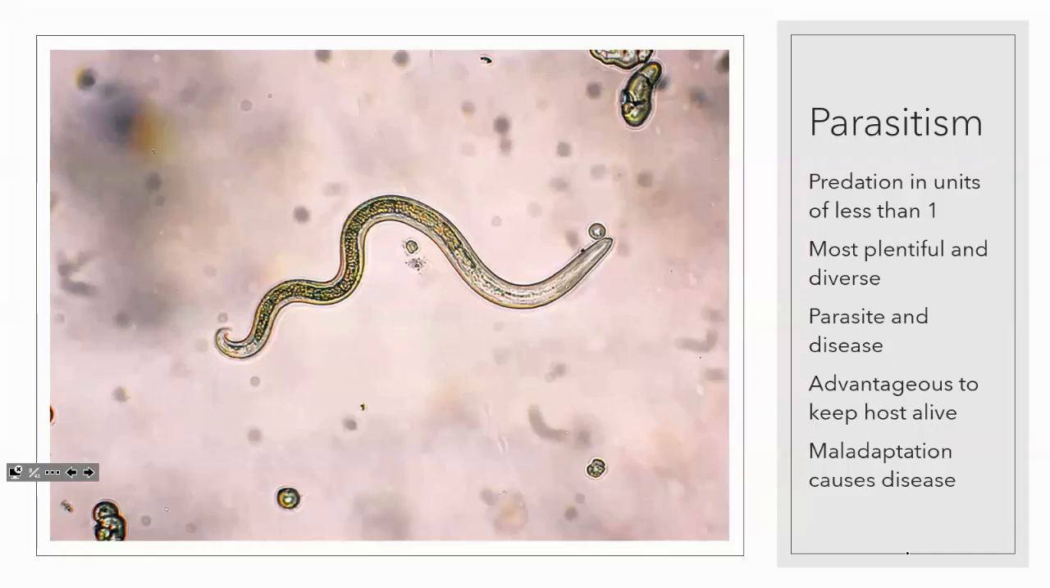So let's talk a little bit about parasitism. Now that we've talked about our two hosts, let's move on to T. bryo itself. So parasitism, I thought this was a very good way to describe it, is predation in units of less than one. I think that really sums it up very well. Although, I think a lot of parasites go unnoticed by people and are sort of understudied because of a variety of reasons. They are among the most plentiful and diverse organisms on the planet. The genetic diversity within things like helminths is absolutely incredible.